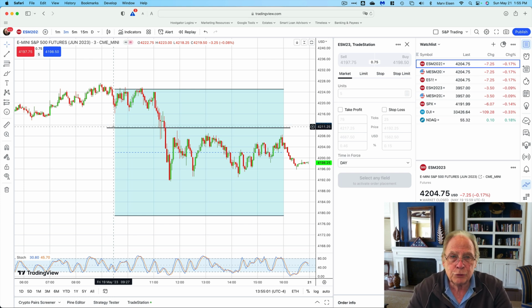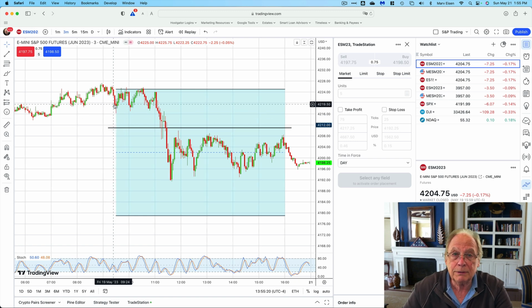Now, 8 points is not a lot. There's 4 points between each horizontal line on this chart. But 8 points, if you're trading E-minis, is $400. So it's not an insignificant sum. Now, why do I look at this difference between where the market opened and where it closed the previous day? Because this represents a gap.